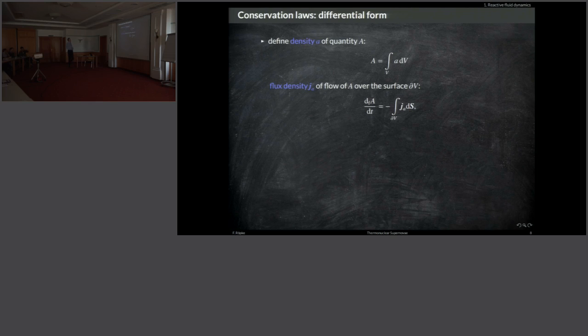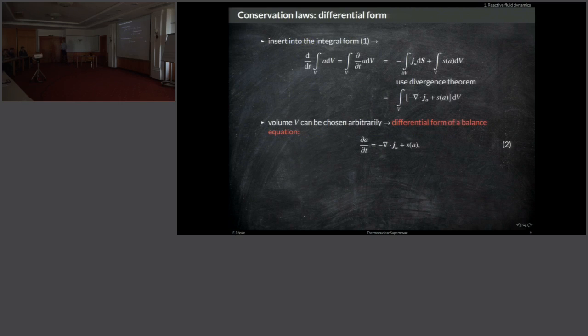So here we integrate over the surface of the volume the flux density J_A, and this actually then describes the temporal change of our quantity inside the volume due to fluxes over the surface. And formally, we can also do the same thing for production and destruction of our quantity inside the volume, and this gives us a source density S_A of production or depletion of our quantity inside the volume as here. So we again integrate over the volume over the source density, and this describes then production and destruction of A.